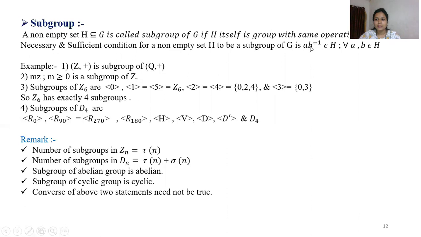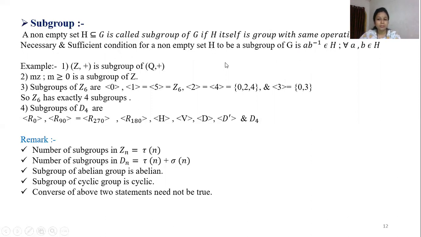And as b inverse belongs to H, the inverse of b inverse, that is b, belongs to H. Therefore, a times the inverse of b inverse is nothing but ab, so closure is satisfied, and associativity is also satisfied. Therefore, we can easily show that H satisfies all the four properties of a group. So H is a group with the same operation on G. Rather, we can say that H is a subgroup of G.